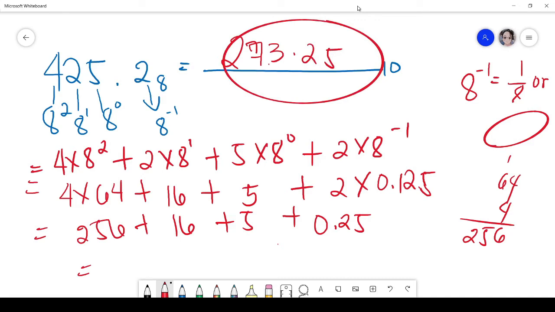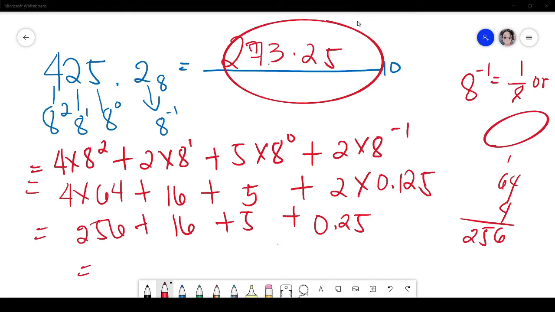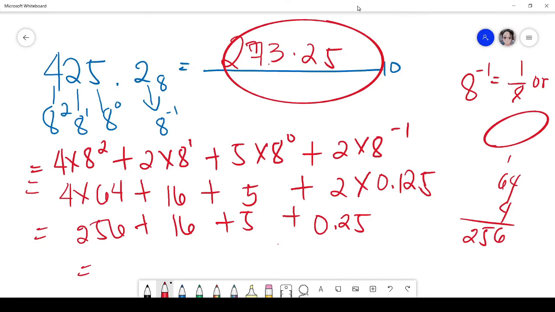Okay. So any question? If you don't have any question, now let's proceed to the conversion of decimal to octal, and vice versa. Okay. Let's have this one. Okay, wait, I need to erase first.